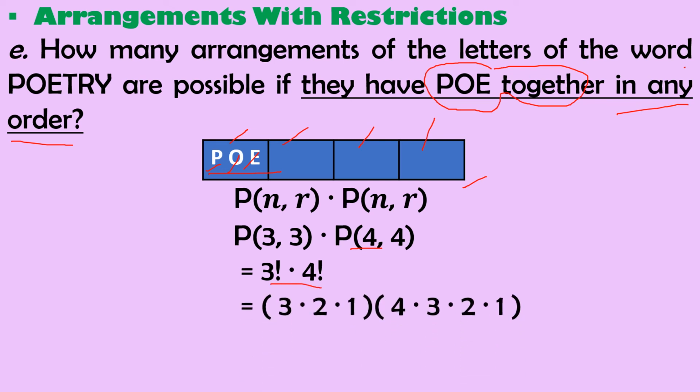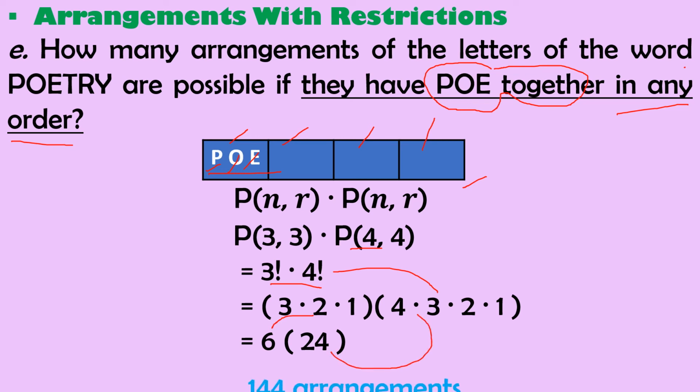So 3 factorial is equal to 3 times 2 times 1 multiplied by 4 factorial, which is 4 times 3 times 2 times 1. So this time we have 6 multiplied by 24. So the answer is 144 arrangements.